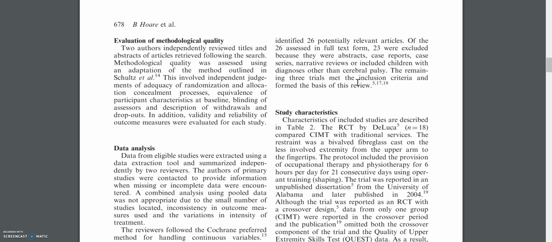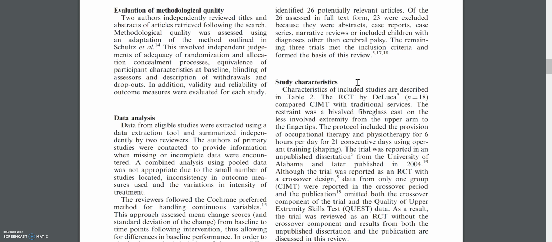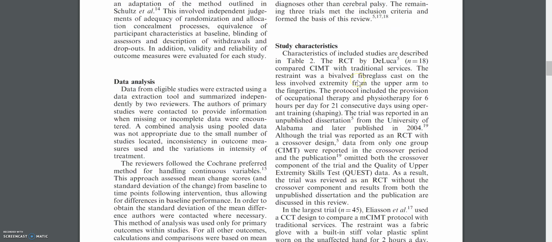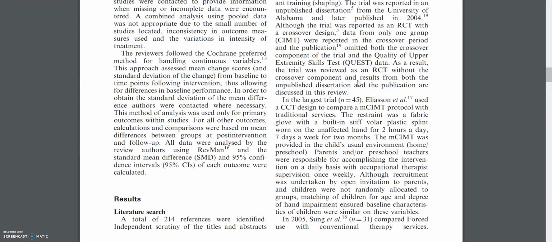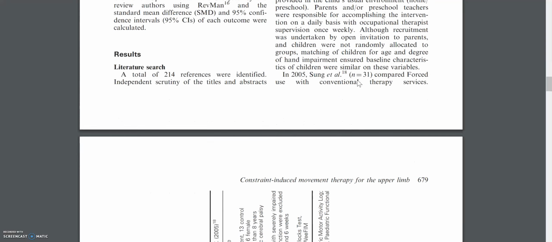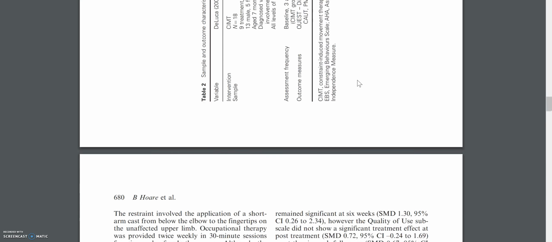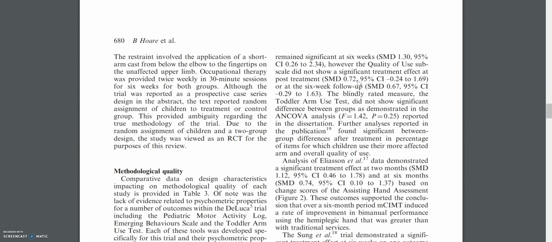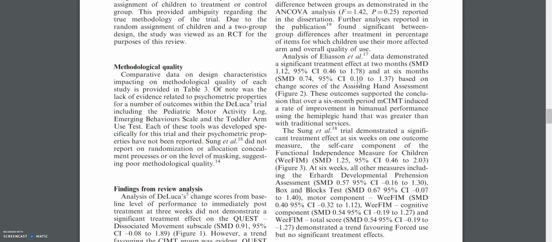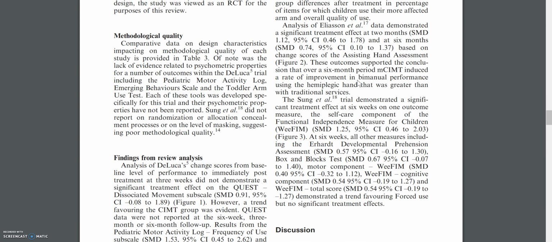So just like your previous studies that you looked at, you have your inclusion and exclusion. So they're excluding anything that isn't related to what they're trying to find out. Okay? Now, the studies that they did utilize, they're going to talk about those in study characteristics. I'm not going to read that part because I think that's pretty self-explanatory. So let's go down to page 680 and let's look at the methodology quality.